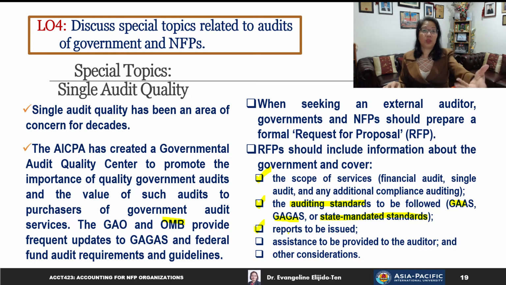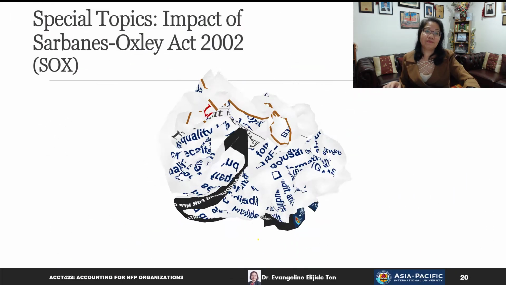What sort of reports will be issued? It should also include assistance to be provided to the auditor. And finally, any other considerations that both the auditor and the auditee will need to know needs to be put into the request for proposal, because obviously this would determine the cost of the auditing service to be provided.